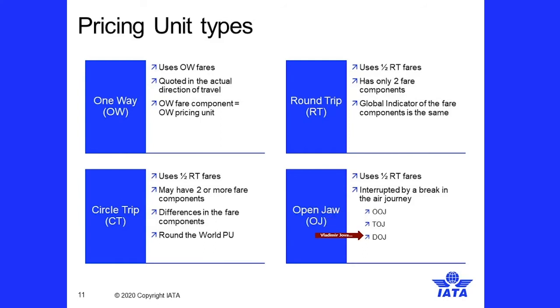Again, they are treated as a return trip. This is why they use half return fares per direction, per fare component. But they are interrupted by a break in the air journey, meaning part of the journey is not covered by air. So the journey I mentioned at the beginning, going from Dubai to New York and coming back to Abu Dhabi, we don't know how the passenger took the journey between Abu Dhabi and Dubai. And we don't care about it because we must focus on our job. Whether he walked, took the bus, a rent-a-car, or a taxi, that's something we are not getting involved with. For us, it's important how to price the journey, how to treat it.